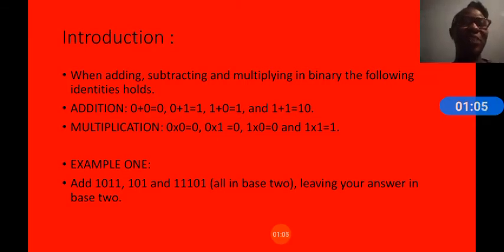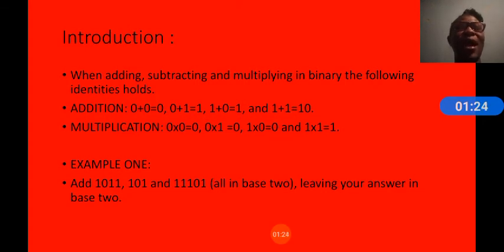Also, in multiplication, we have the following identities. 0 times 0 is equal to 0. 0 times 1 is equal to 0. 1 times 0 is equal to 0. And 1 times 1 is equal to 1. Let's take some examples to buttress our points.